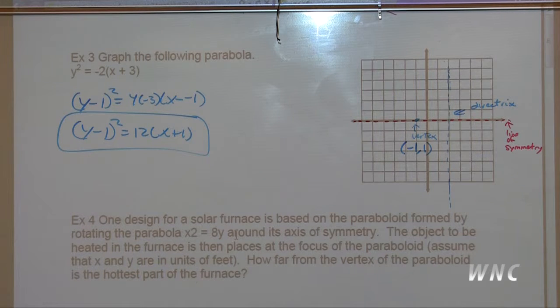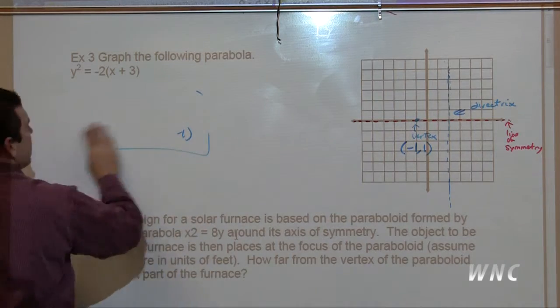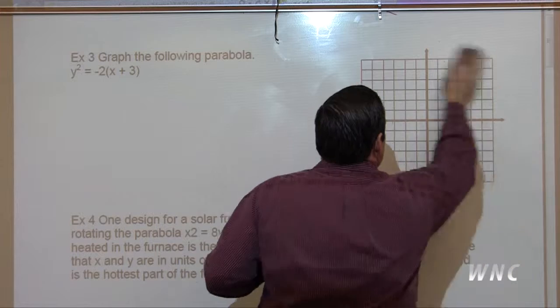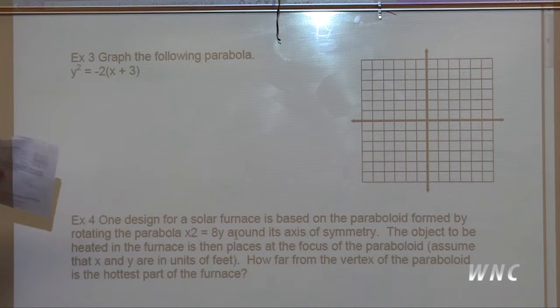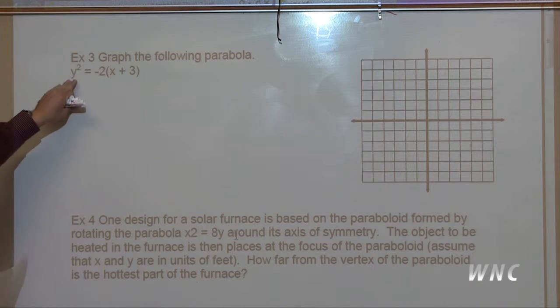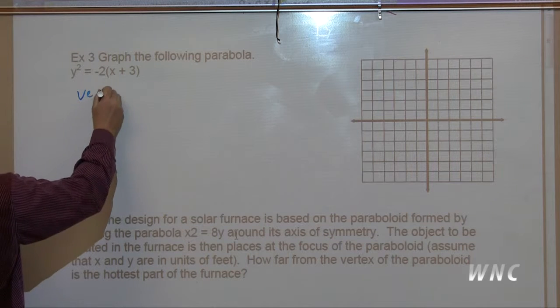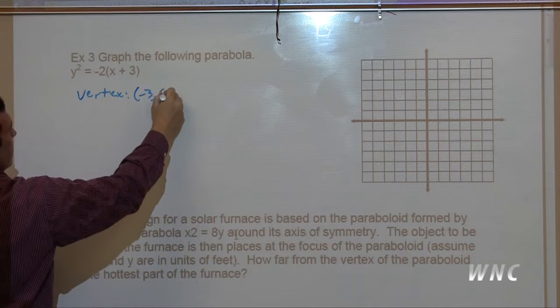Okay. Graph the following: y squared equals negative 2 times x plus 3. To me, when I first see that, I'm thinking y squared, so it's going to open up and down, but no, the y is squared, even though it doesn't have a plus or minus in there. That just means it's going to be 0 for the y part. The vertex is going to be then at negative 3 comma 0.